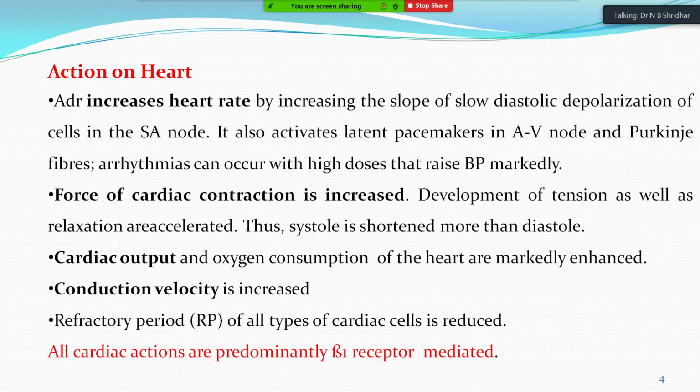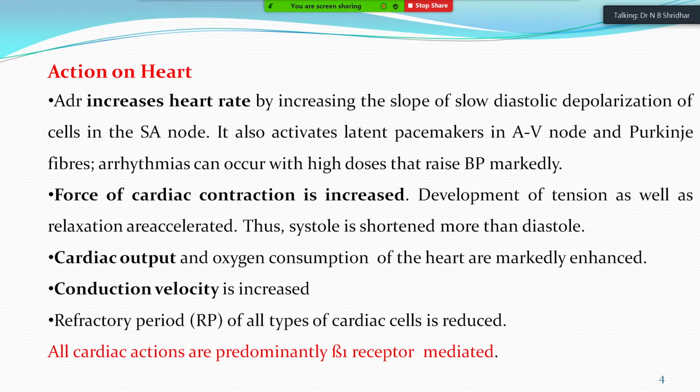Arrhythmias can occur with high doses of adrenaline, and the blood pressure is markedly high. So you should know the action of adrenaline so that you can predict the action of other drugs that act very similarly, like norepinephrine or adrenaline.